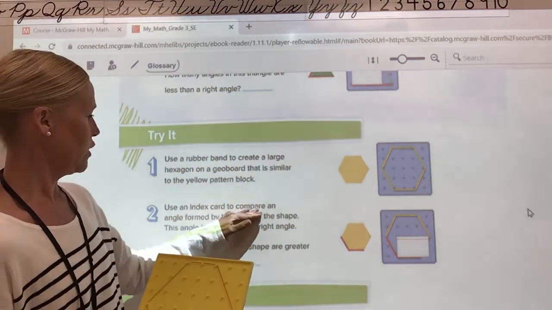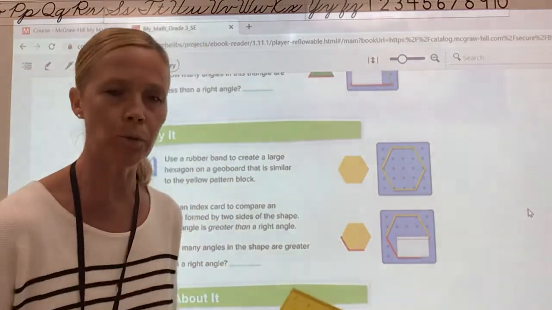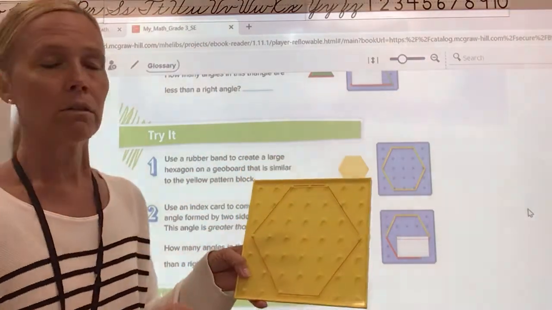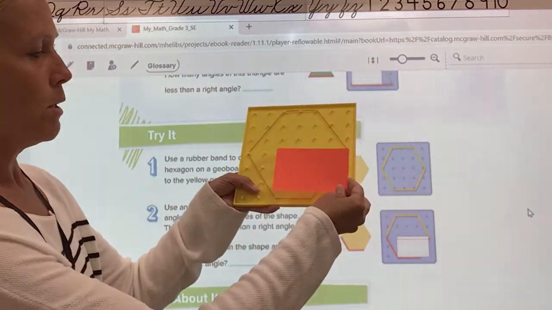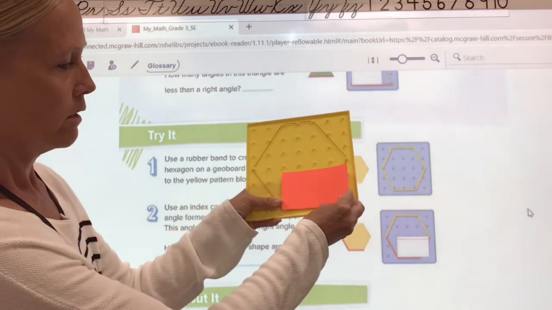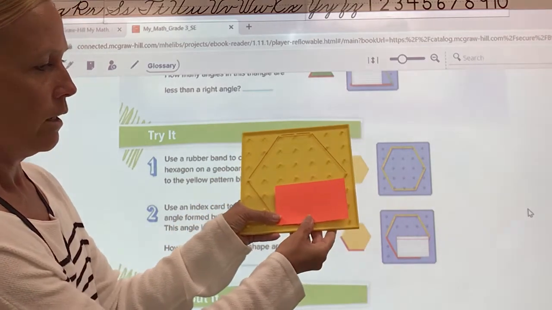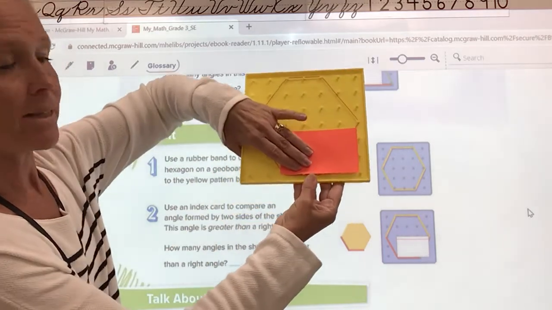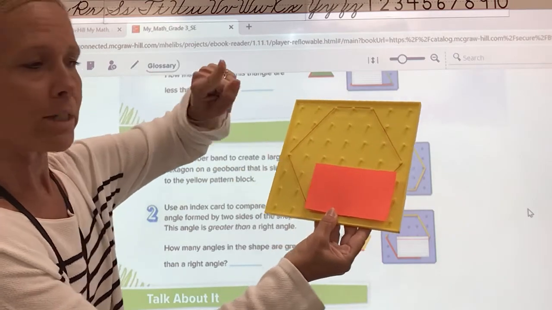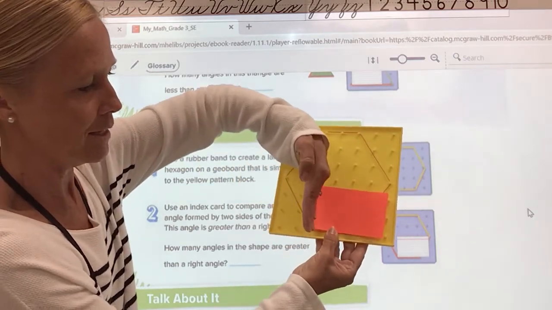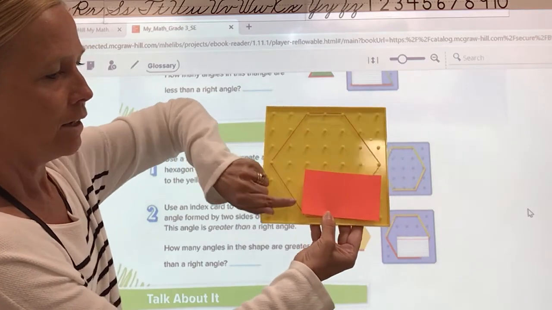Use an index card to compare an angle formed by 2 sides of the shape. So this time, watch what happens. I'm going to put, here's an angle. This time we have 6 angles because it's a hexagon, 6 sides. I'm going to put my card down here in the first, this angle down on the bottom, like we've been doing. Okay? Now, it lines up nice along the bottom, doesn't it? But look at this side. In order for it to be a right angle, it would have had to line up nice and neat with this side. But look what happened. My line went way out here. It went way out here.